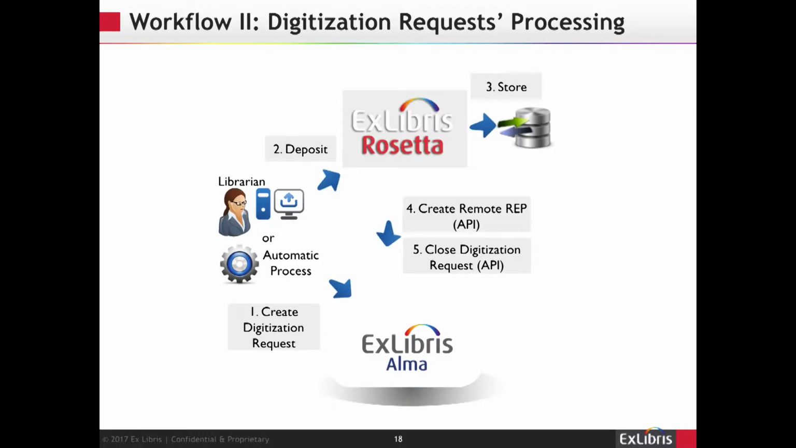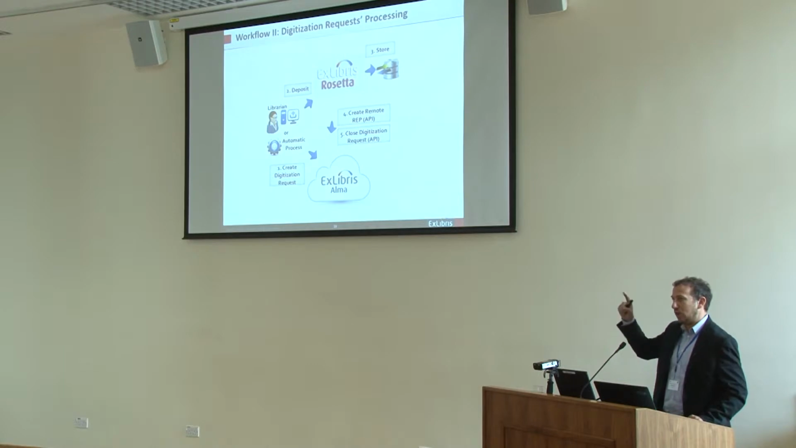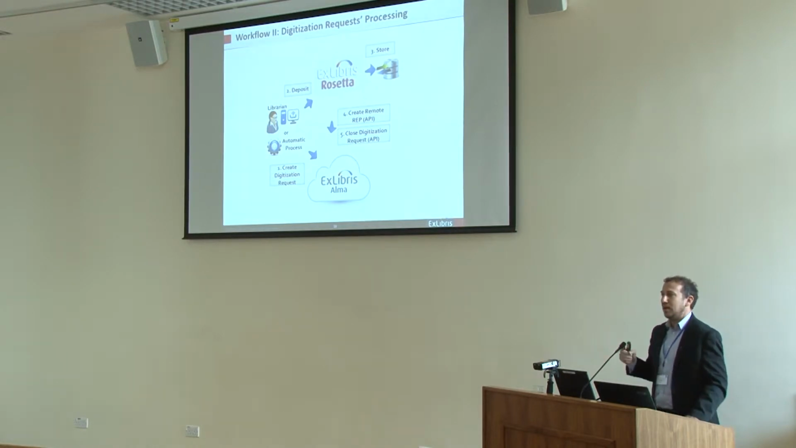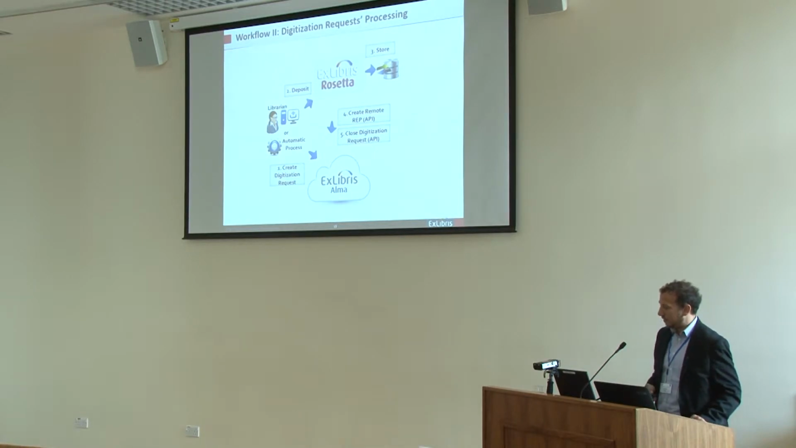Another workflow which we've released in version 5.2 is support for digitization workflows. Basically enable you to deposit content in Rosetta, and then Rosetta is calling directly ALMA's APIs in order to create the remote repository, the ALMA remote repository to Rosetta, and to close the digitization requests.